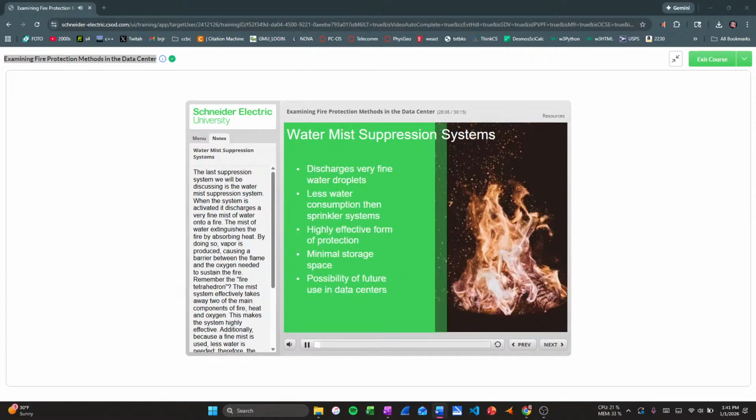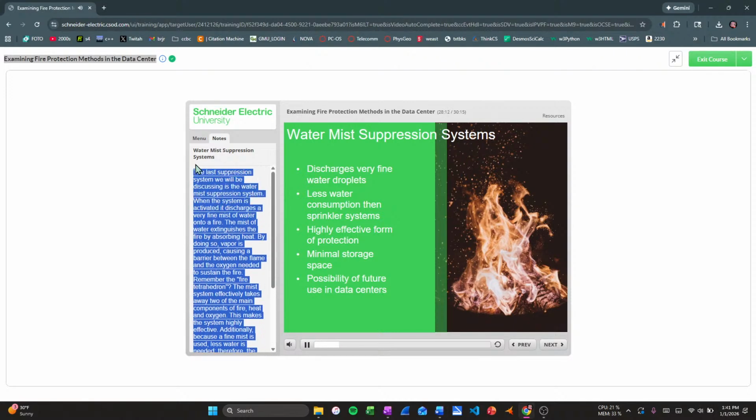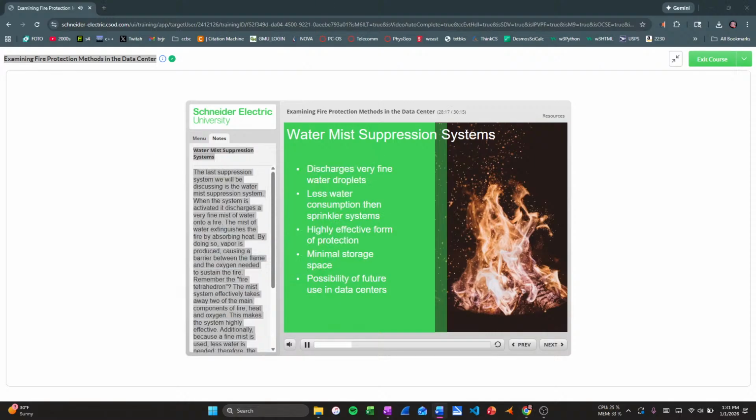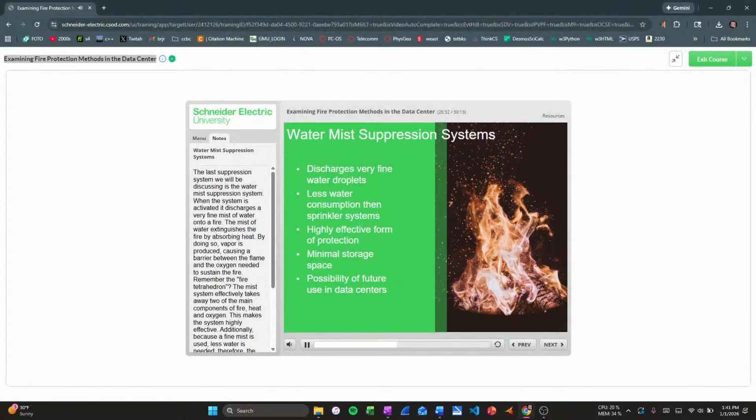The last suppression system we'll be discussing is the water mist suppression system. When the system is activated, it discharges a very fine mist of water onto a fire. The mist of water extinguishes the fire by absorbing heat. By doing so, vapor is produced, causing a barrier between the flame and the oxygen needed to sustain the fire. Remember the fire tetrahedron? The mist system effectively takes away 2 of the main components of fire, heat and oxygen.